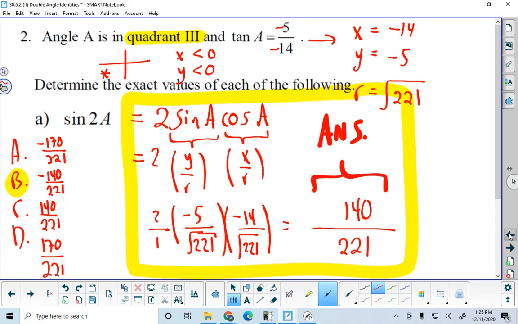I don't know if anybody's going to figure out what the problem is here, but why is the sine not going to be negative, even though angle A is in quadrant 3? It's a difficult question. Angle A is definitely in quadrant 3. So why is what we're trying to find, which is a sine, not negative, even though angle A is in quadrant 3?